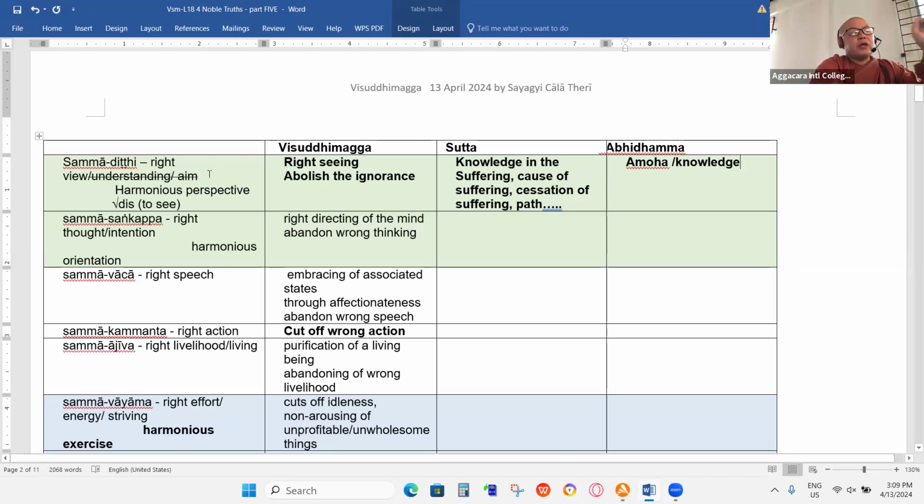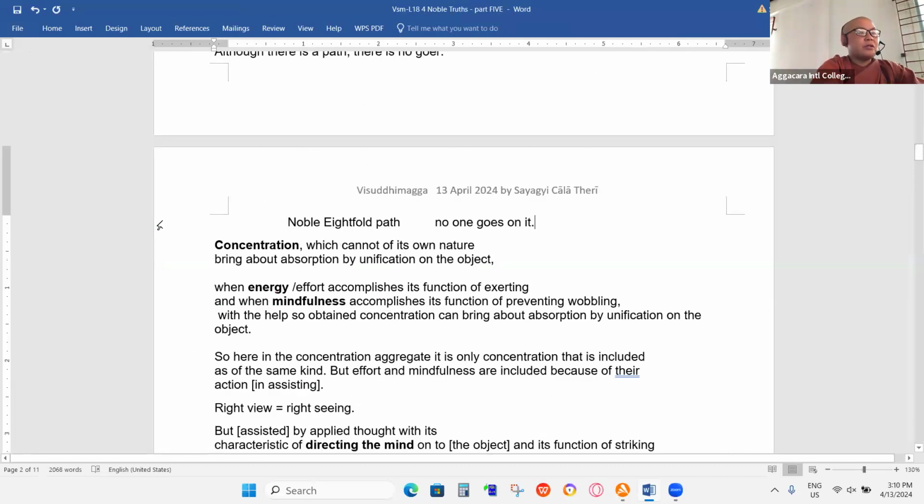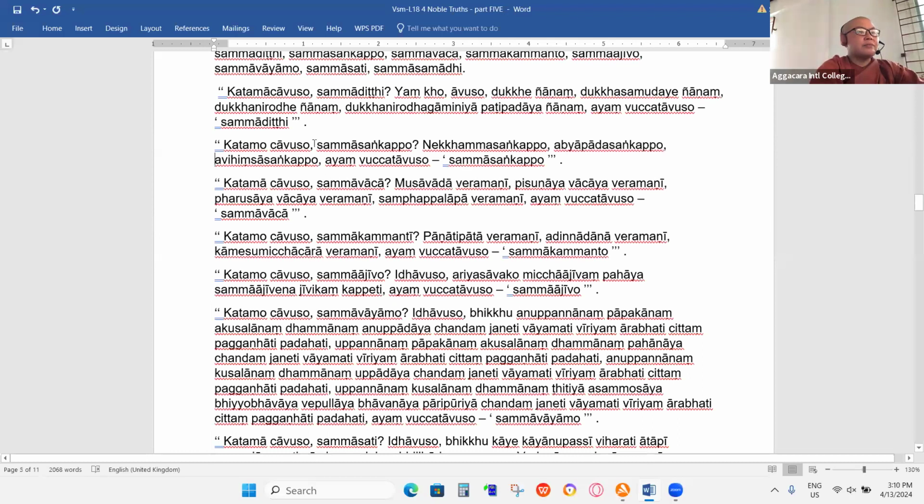That is why when you study this kind of sutta, you have to know the ultimate reality. And that's why if you want to develop the rest, the first thing you should start with is the knowledge. Okay. And then the sutta continues with Samma Sankappa. So I'm trying to show you what we learn from the sutta. Katamo ca avuso samma sankappo: nekkhamma sankappo, abyapada sankappo, avihimsa sankappo. Ayam vuccatavuso samma sankappo. This one I sent to some of you last week already.